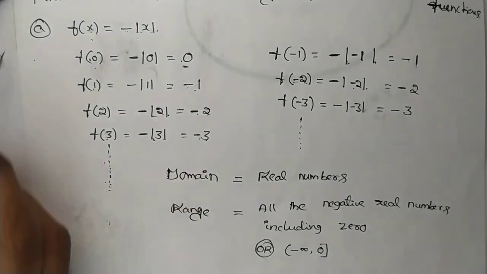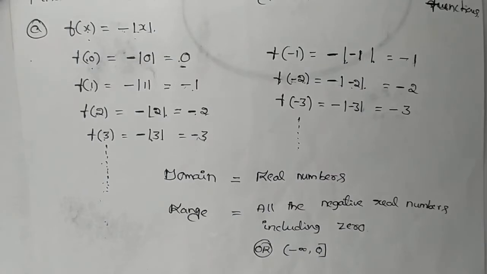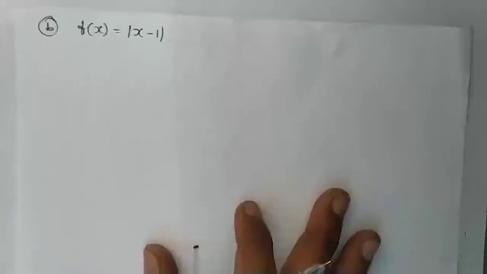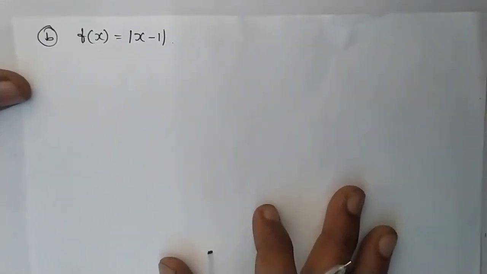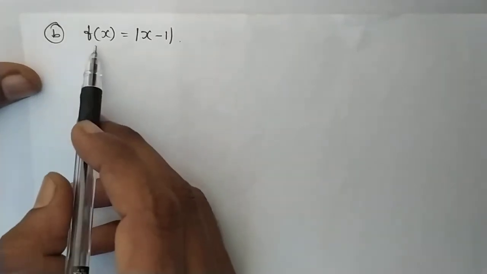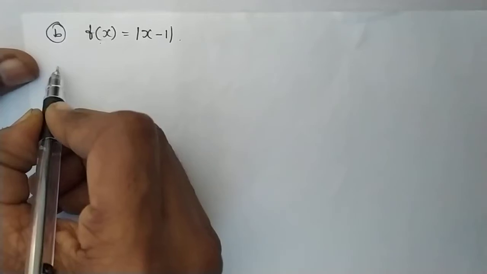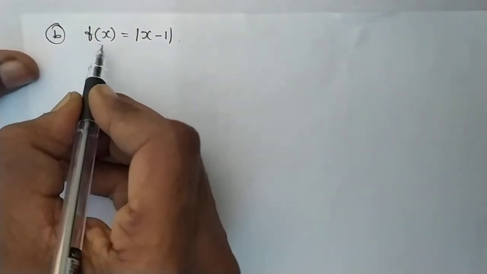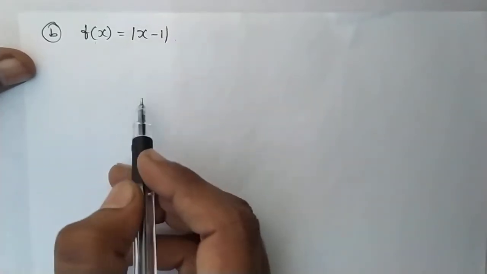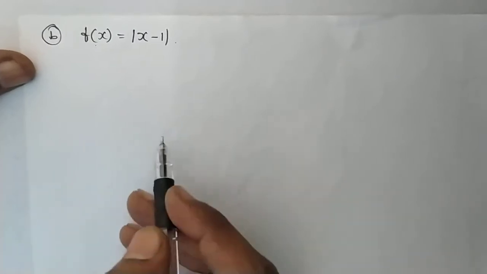Now let us move on to the second sub question B. Second sub question, f of x equals modulus of x minus 1. It is also very similar to the previous one. Let us take the values of x. I already told you that this function is a real function. Real function is nothing but domain and range should be a subset of real numbers.